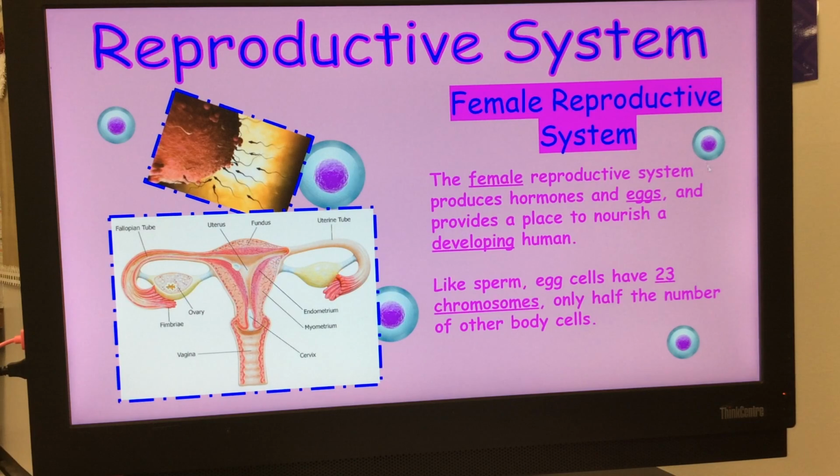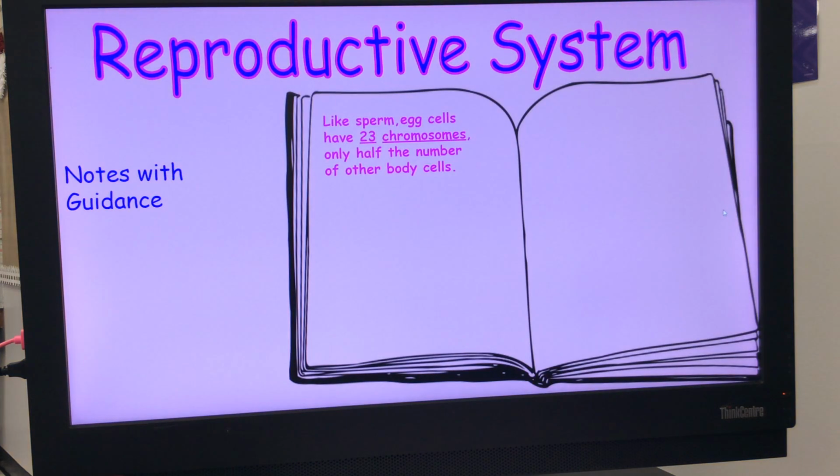The female reproductive system continued. The female reproductive system produces hormones and eggs and provides a place to nourish a developing human. Like sperm, egg cells have 23 chromosomes, only half the number of other body cells. For your notes entry, you will write, like sperm, egg cells have 23 chromosomes, only half the number of other body cells.